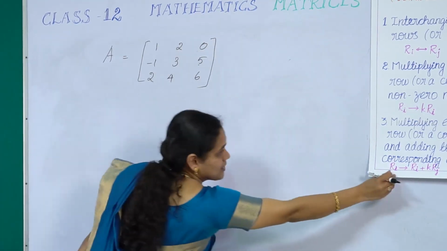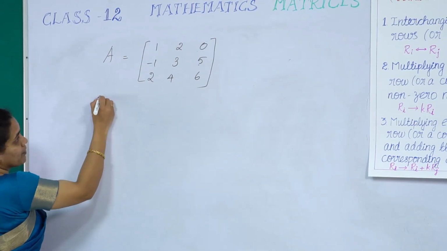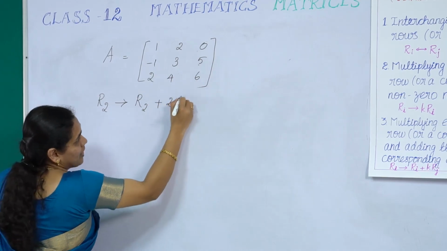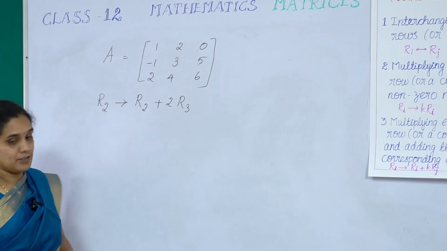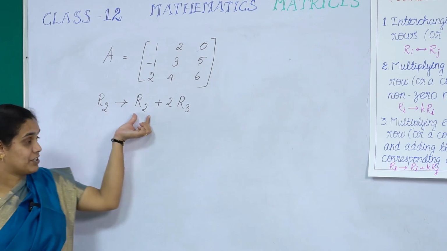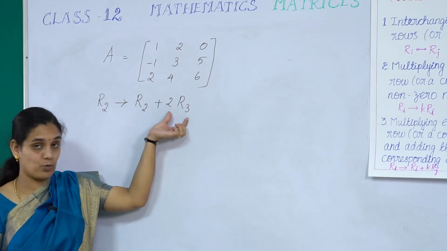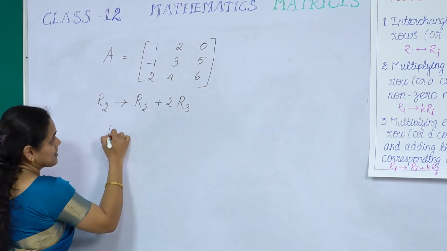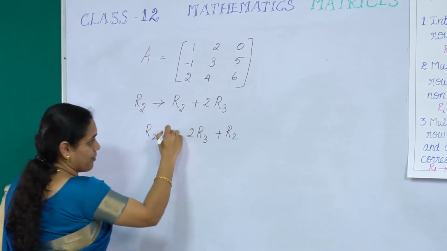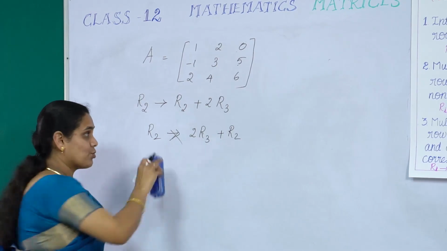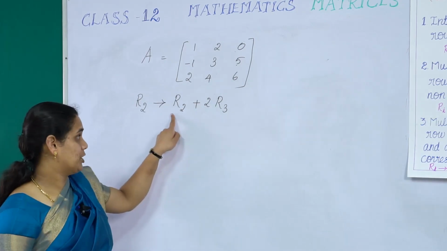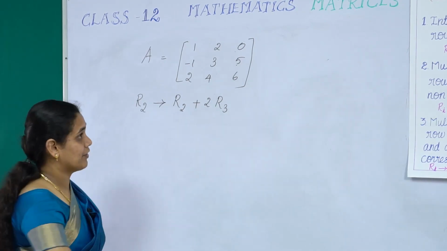Okay. According to this, first let me do it with the row R2. We'll do R2 plus 2 times R3. So you must remember which one you want to get transformed. That row should be written in the beginning. Then only the other one should be written. This should not be written as R2 takes 2R3 plus R2. It's wrong. We should not write like this. The row that gets transformed should come in the beginning of the operation and then the other one. We have to be careful about this.